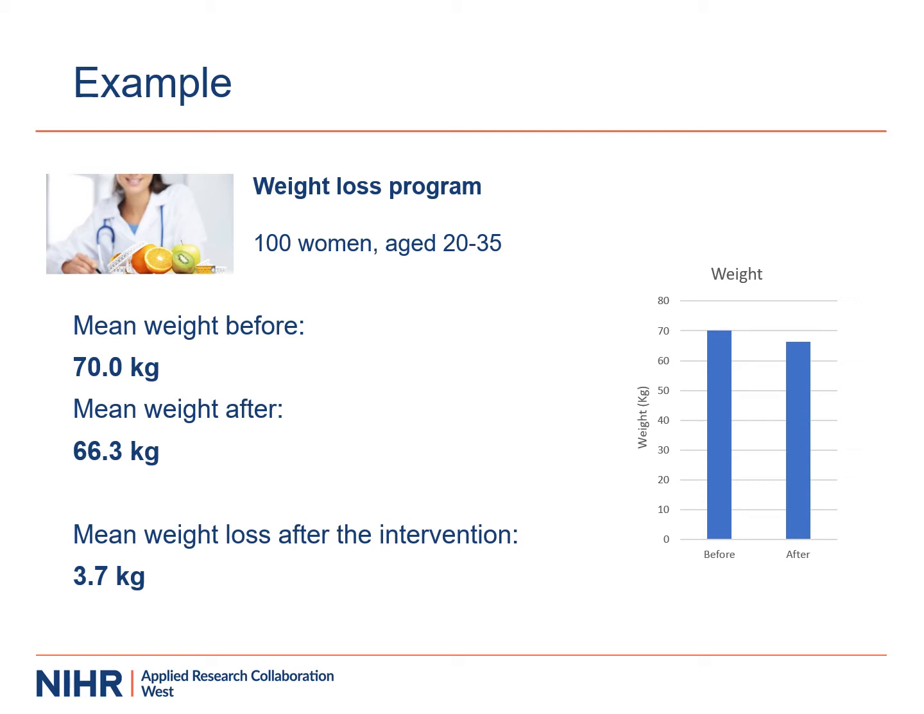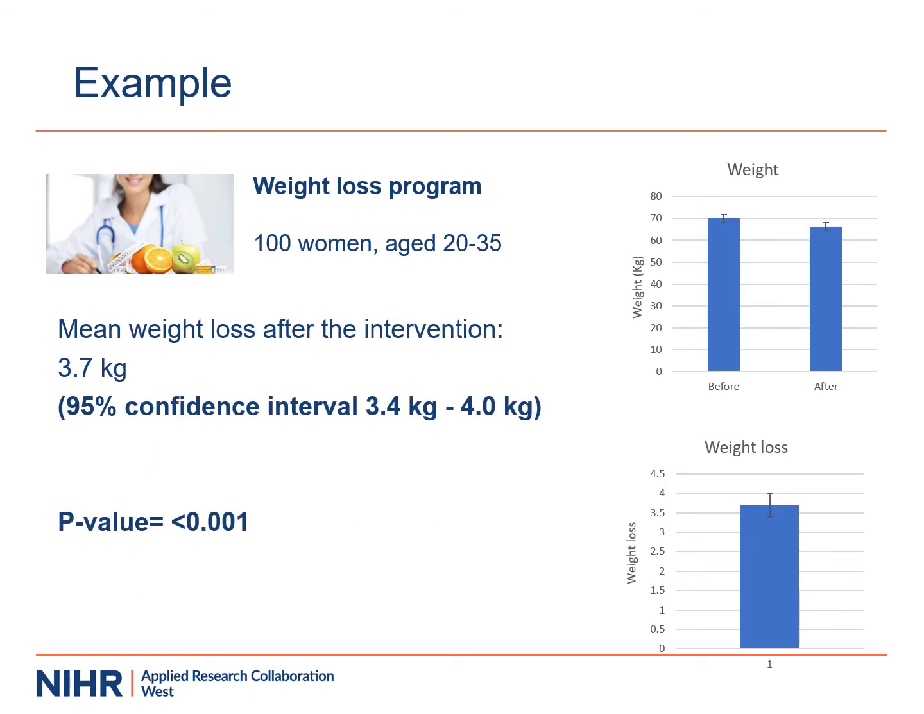So we can already see that on average, these women lost weight. And if we look at the graph that I'm showing here, so you can show the data like this as well, and you can see that the weight on average before is higher than after. But this is not enough information to judge whether this is a real effect and whether this is a significant reduction in weight. To judge that, we need either the p-value or confidence intervals. So here I'm showing the confidence interval and the p-value.